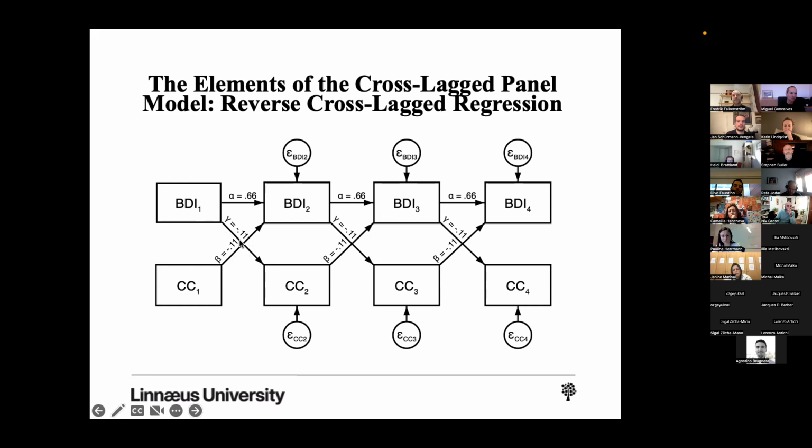And here it turned out, and I think this is coincidence, that this gamma estimate was exactly the same as the beta estimate. But it's not constrained to be equal. It's not that we're assuming that these two are equal. They just turned out to be the same size in this particular study. But we have constrained them to be equal over time. So the gamma here is the same as the gamma here, and the gamma here. That's a part of the model assumptions. But the interpretation is the same as this one, although opposite. So it's the effect of a change in depressive symptoms at this time point on cognitive change at this time point.